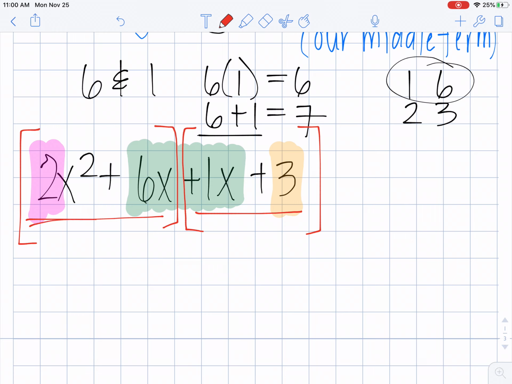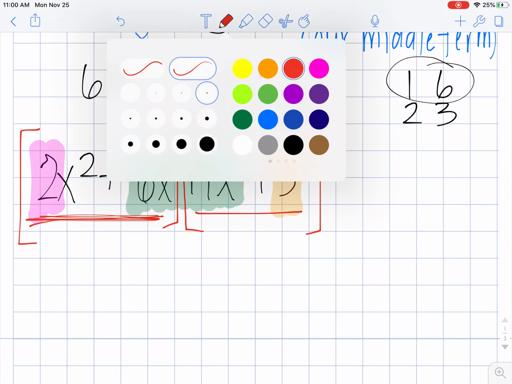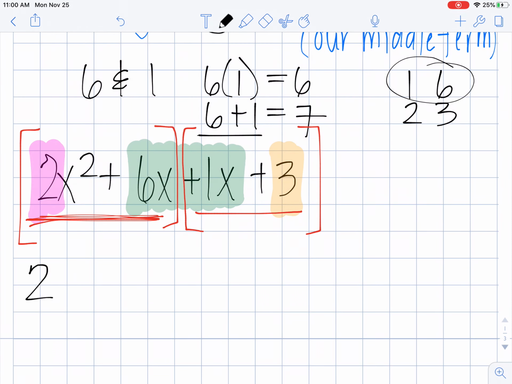So, looking in my first group, 2x squared plus 6x, what do both 2x squared and 6x have in common? Well, they both have a 2, and they both have an x. So if I factor out a 2x, 2x times what is 2x squared? 2x times x. 2x times what is 6x? 3.